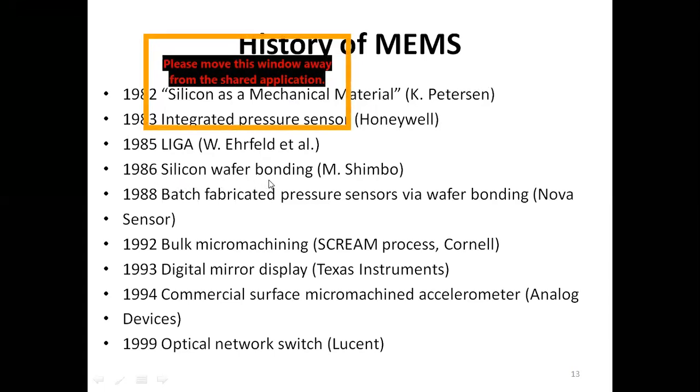Silicon wafer bonding was done by Shimbo. In 1988, Beige fabricated pressure sensors through wafer bonding. In 1992, bulk micromachining was introduced in microfabrication.